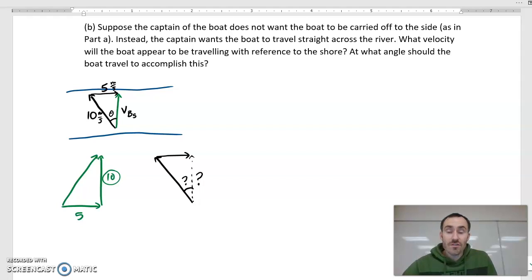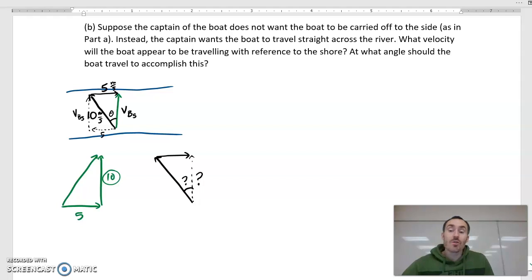So what we're trying to do is counteract that 5 meters per second that's pulling us to the east by giving ourselves 5 meters per second velocity toward the west. So if we would split our 10 meters per second into components, part of that would be 5 meters per second toward the west, and the other part would be whatever velocity we're actually traveling toward the shore with. And so this is also VBS.